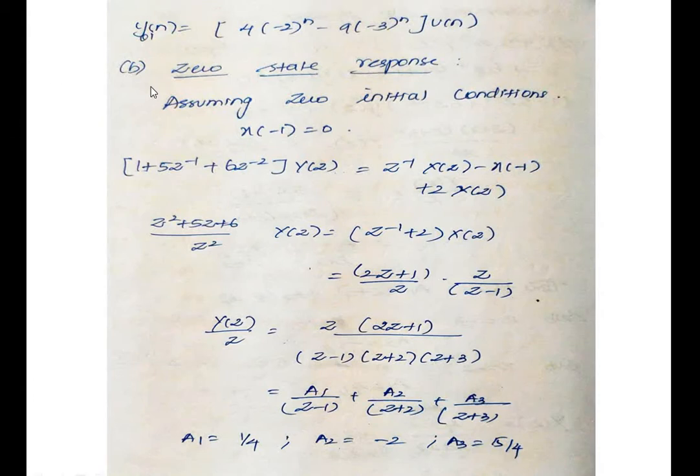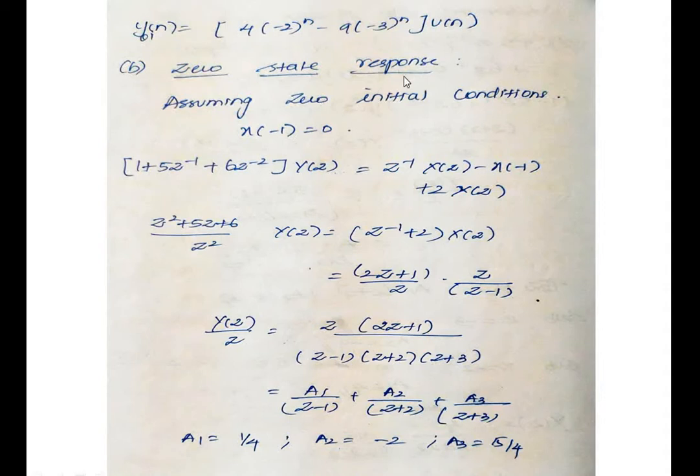When we take the inverse, we get y of n is equal to 4 times minus 2 whole power n minus 9 times minus 3 whole power n, the whole u of n. For denoting purpose, we have mentioned this as y zi of n, that is zero input response. For zero state response, we will mention it as y zs of n. So next is zero state response.